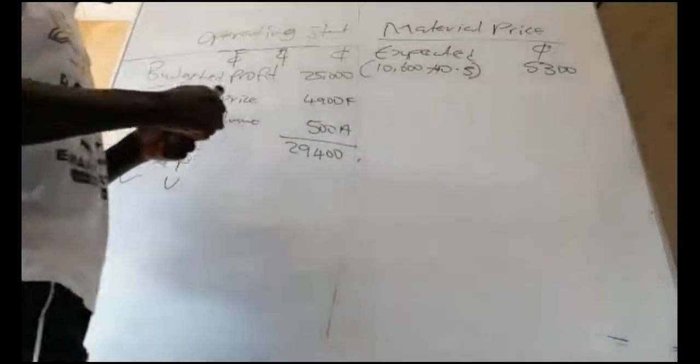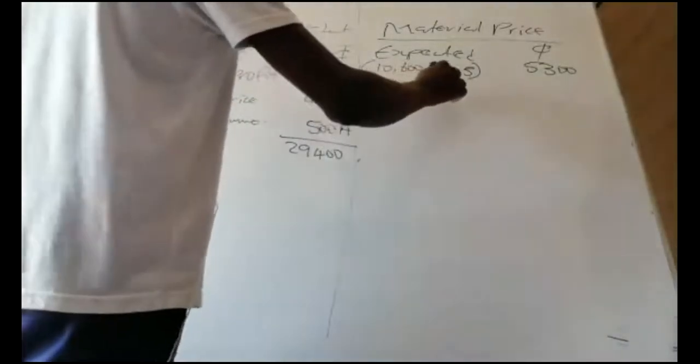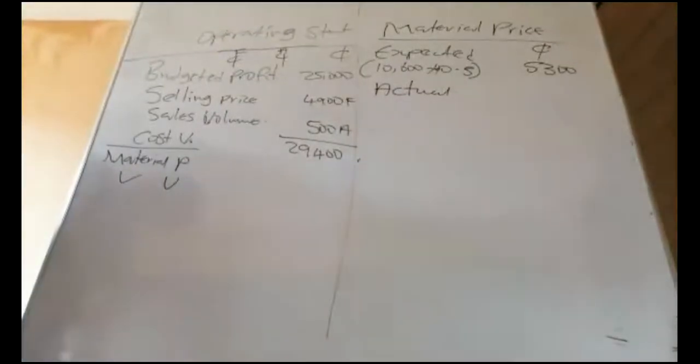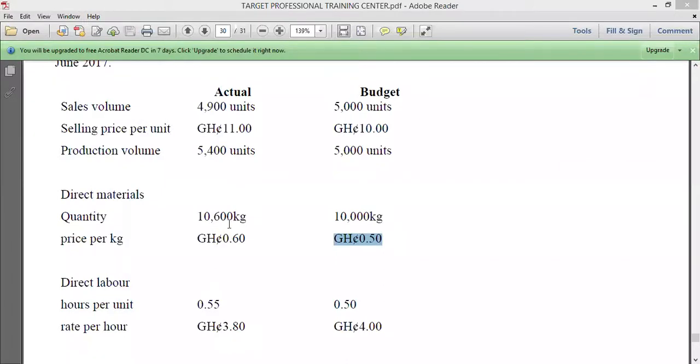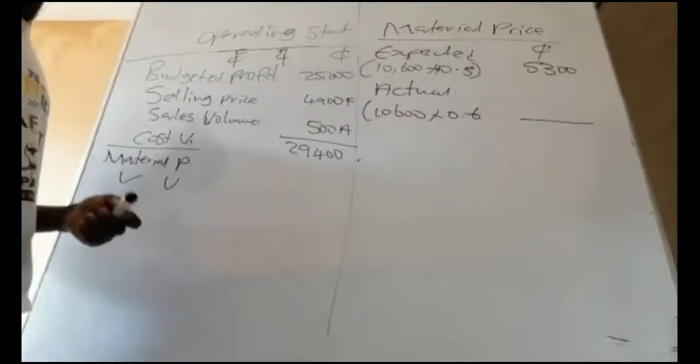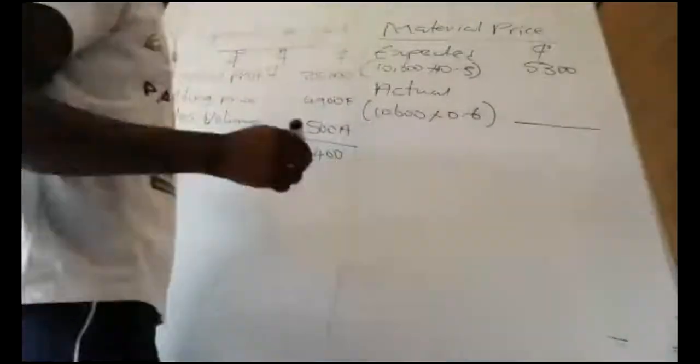Then we move on to the actual. So the actual material cost incurred. What is the actual material cost? The actual material cost will be 10,600 by what? 0.6. So 10,600 by the 0.6. Sorry, the word is not coming. So it will be 10,600 by 0.6. That will be the variance.